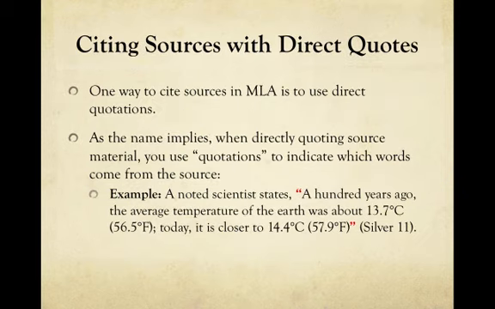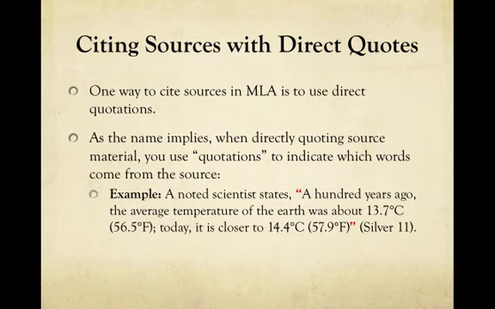So one way to cite sources in MLA is to use direct quotations. It's one of the two different ways we're going to talk about. As the name implies, when directly quoting source material, you use quotations to indicate which words come from the source.